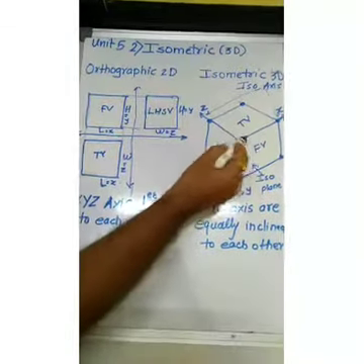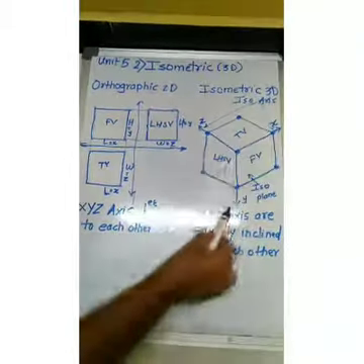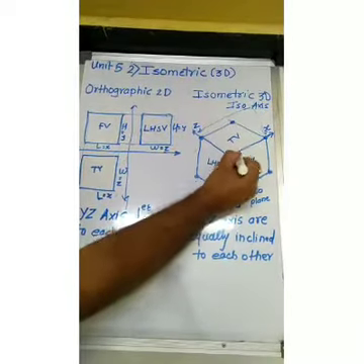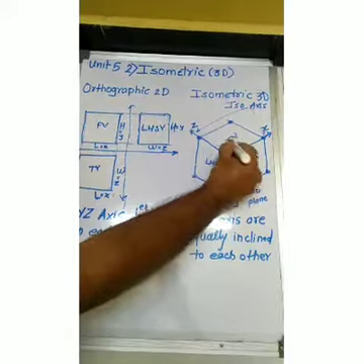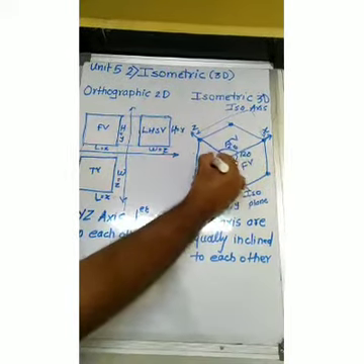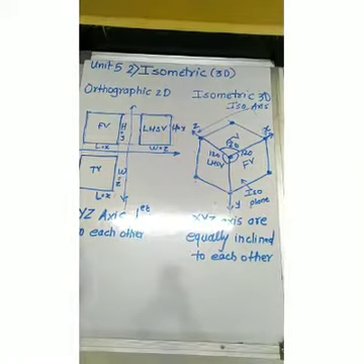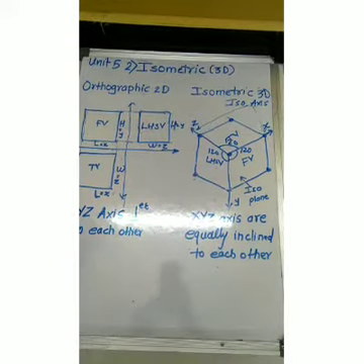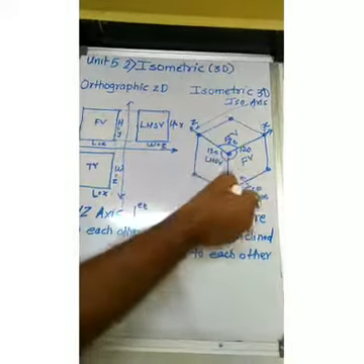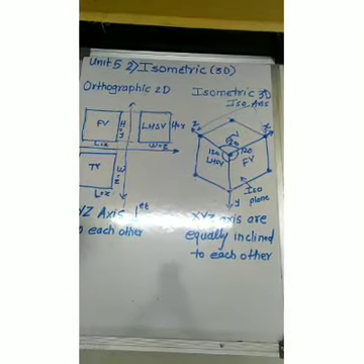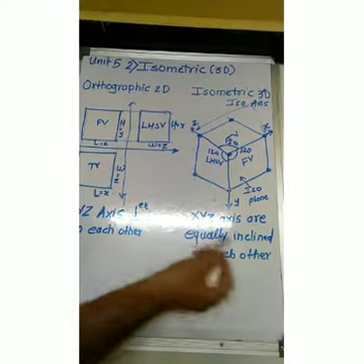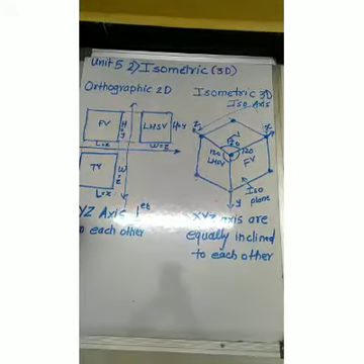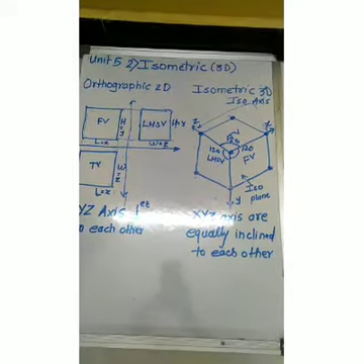Now in case of isometric, x, y, z, these three axes are equally inclined, that means at an angle of 120 degrees with each other. So equally inclined, these axes are called isometric axes or iso-axes. So x, y and z are the iso-axes, and these axes are equally inclined to each other, that means at 120 degrees with respect to each other.